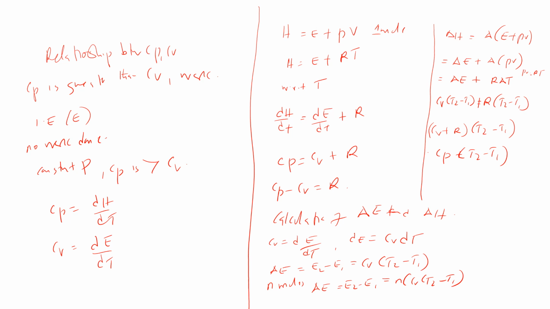And so for n moles of an ideal gas, delta H will be equal to nCp into T2 minus T1. So this becomes the relationship that you have, how we can calculate delta E and delta H.